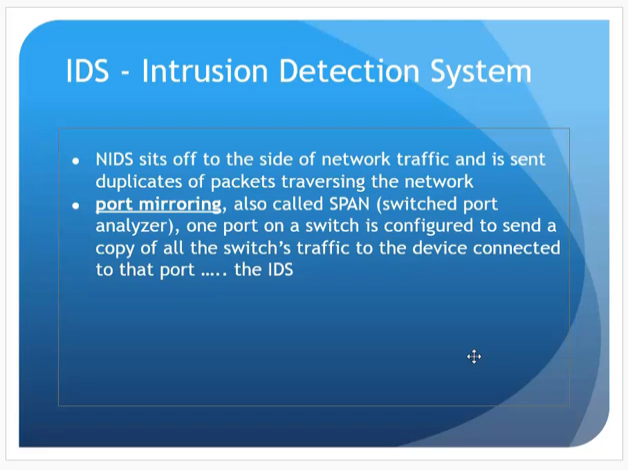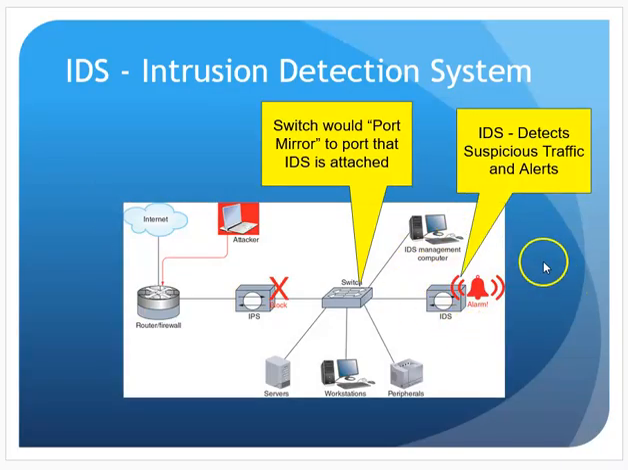Your network intrusion detection is going to sit at the side and be sent duplicate packets through port mirroring. Hopefully you remember that from our IP phone lab. We did port mirroring to be able to capture the IP phone packets. So your IDS would be doing the same thing. It's going to get a copy of all this traffic, pretty much everybody's traffic, and look for anything out of the ordinary. And again, it'd be sitting over here and alerting you that this is out of the ordinary traffic.